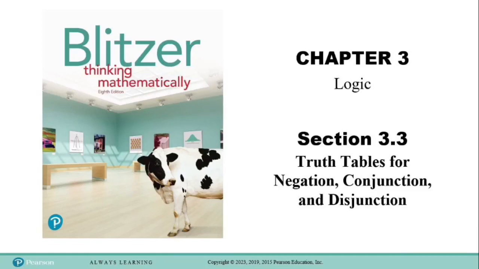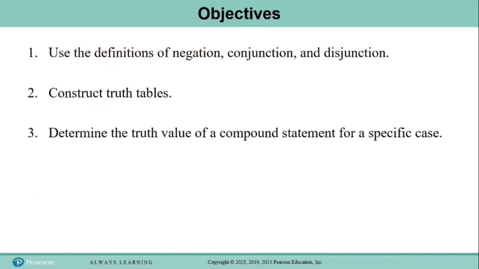Today we're in section 3.3 and we're going to be looking at truth tables for negation, conjunction, and disjunction. Our objectives in this section are to use the definitions of negation, conjunction, and disjunction to construct truth tables, and we will also learn how to determine the truth value of a compound statement for a specific case.